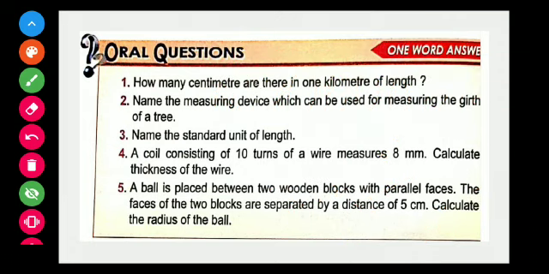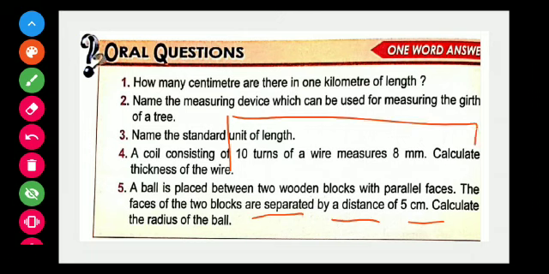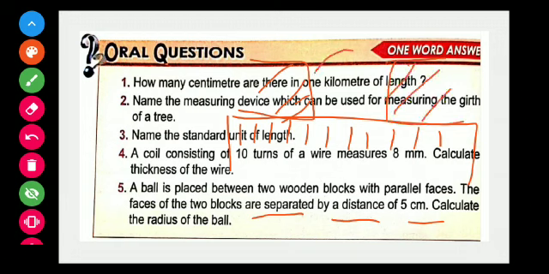Next is, a ball is placed between two wooden blocks with parallel faces. The faces of the two blocks are separated by a distance of 5 cm. Calculate the radius of the ball. This is your measuring scale or meter scale. The first block you place here, the second block you place here, and this is your spherical body.